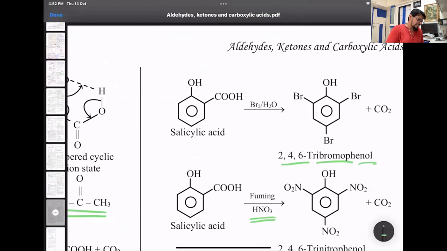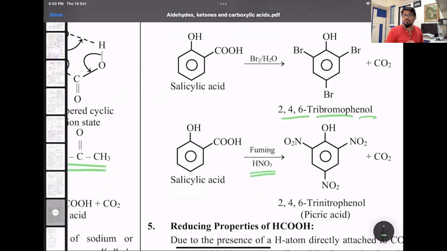Or with nitric acid, salicylic acid, whose preparation was Kolbe's reaction, there also it gives you picric acid. So if you are having salicylic acid with the OH and COOH at ortho, we can have substitution happening at ortho and para positions, directed with respect to OH.